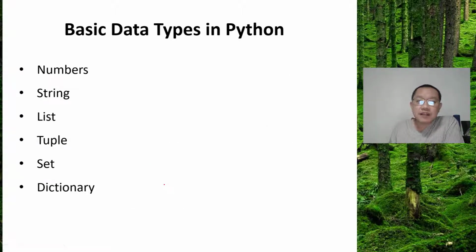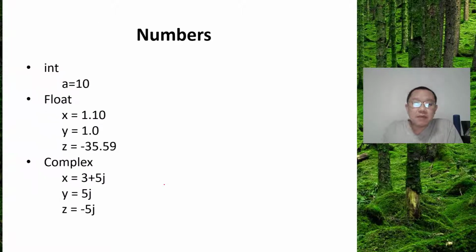The basic data types that we are going to cover in this lecture will start from numbers, string, list, tuple, set, and dictionary. These are popular data types that we often use in bioinformatics analysis. For numbers, there are three types you commonly find in programming. The first one is integer, or int.